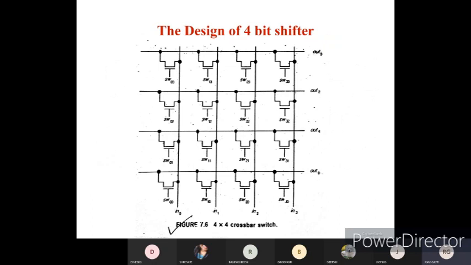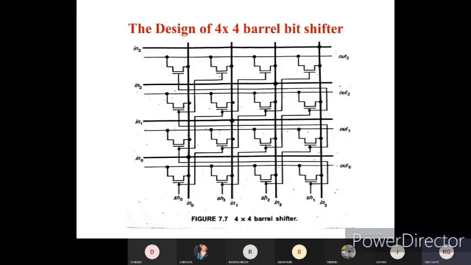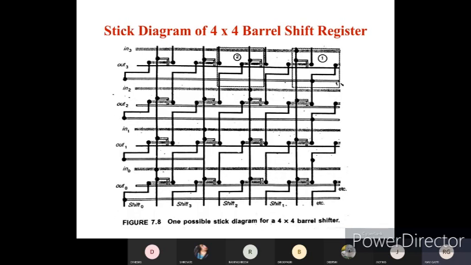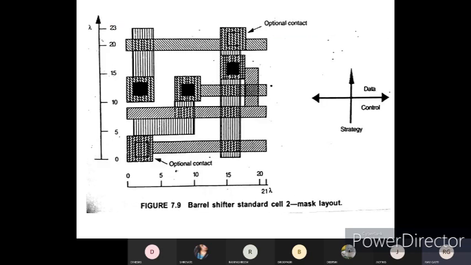This is one of the simple diagrams we have created, the 4-bit shift register, and the modified version of the 4-bit shifter we call the 4x4 barrel shift register, which we have learned. This is the stick diagram we have used for the 4x4 barrel shift register, and this is the mask layout of the 4x4 barrel shift register.